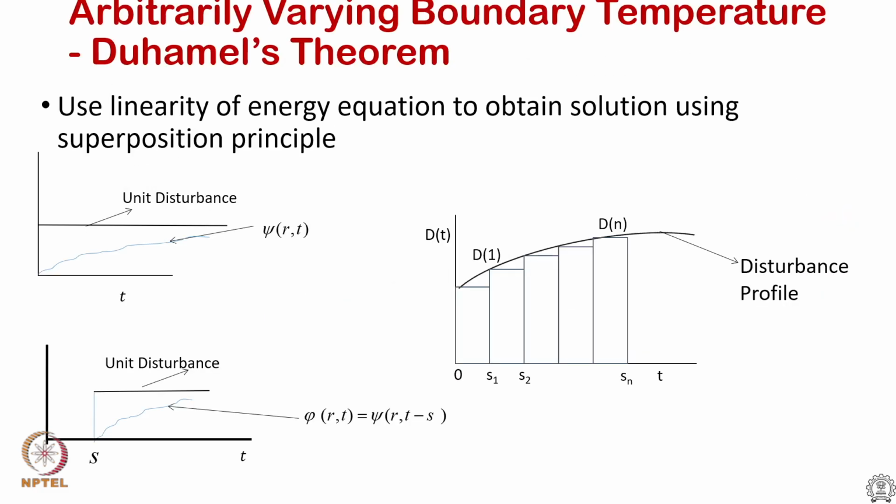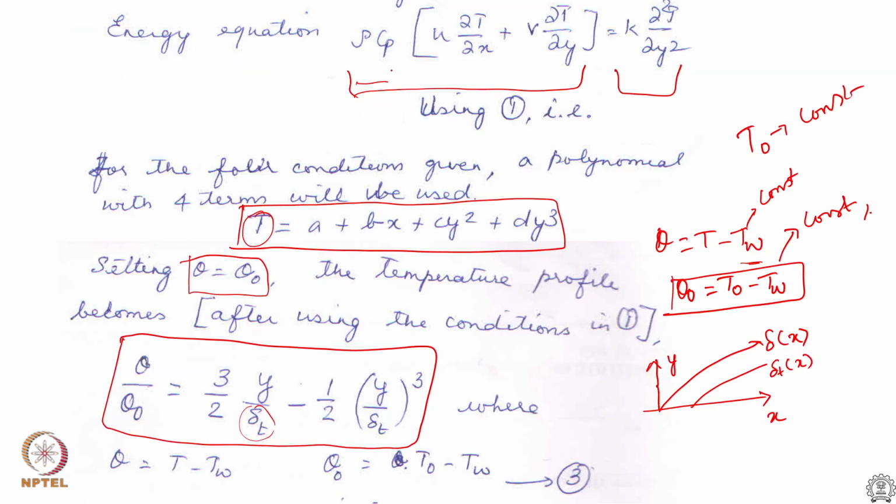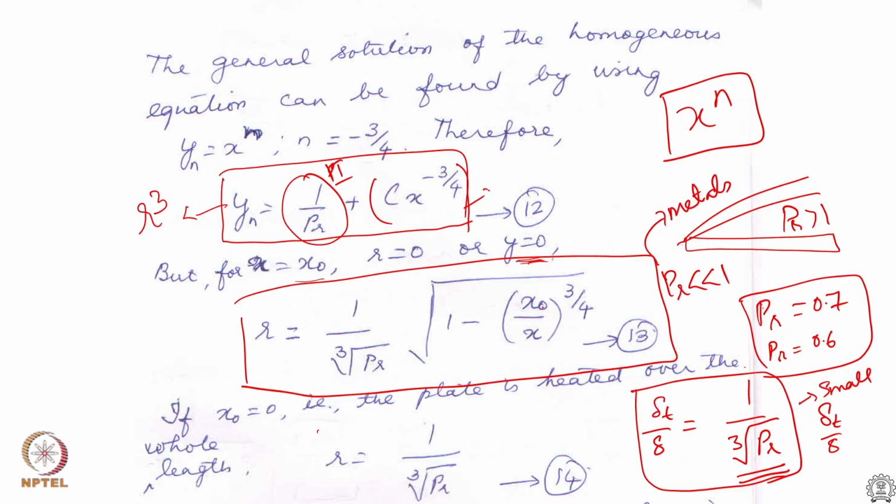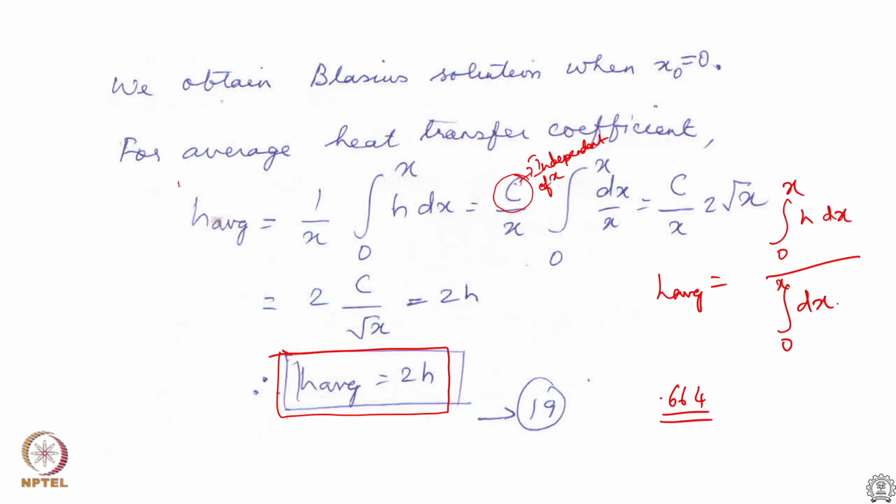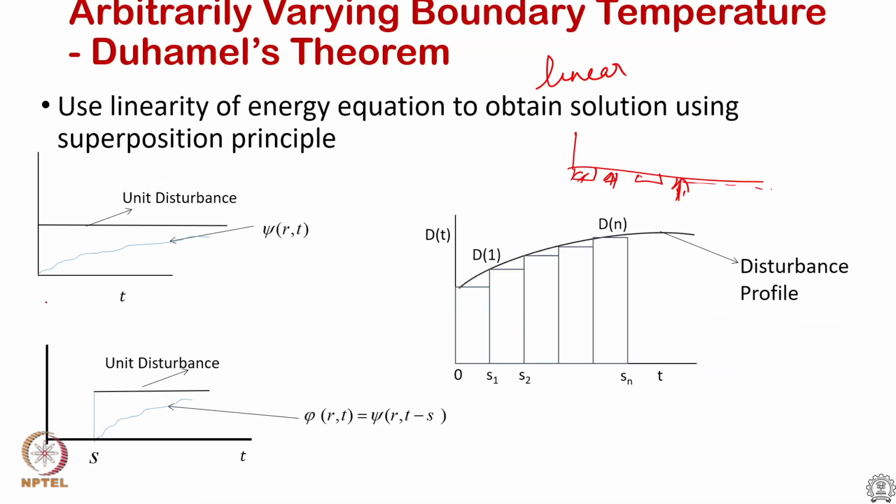So, how do we use this for the case where there is an adiabatic region, then a constant wall temperature region, again some adiabatic region, constant temperature and so on? If we have such a situation, because the energy equation is linear in nature, once the linearity is known, we can make use of the superposition method. What the superposition method means is that we develop solutions for a unit disturbance.